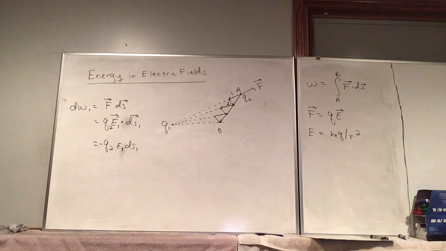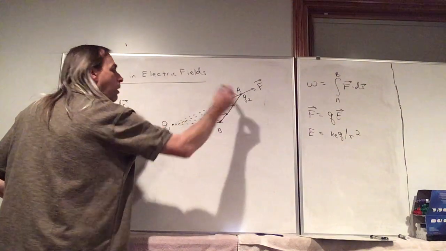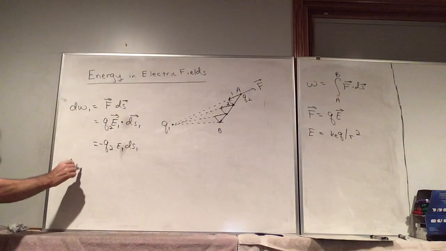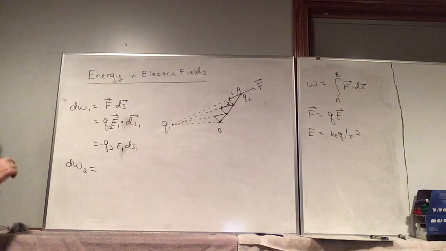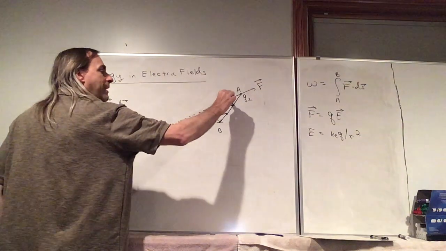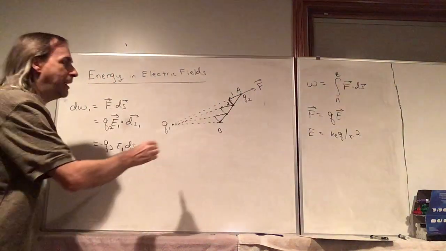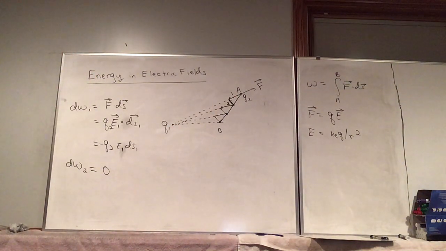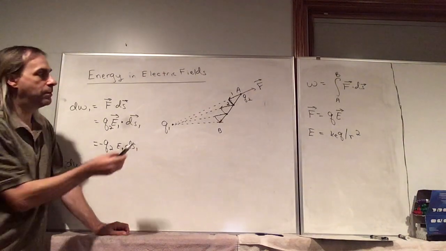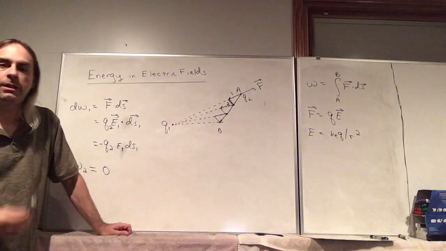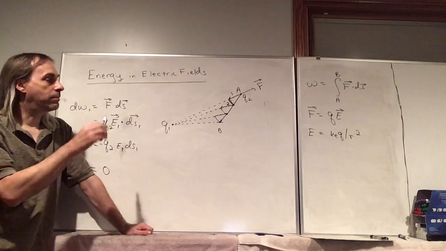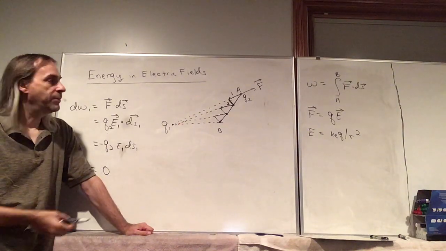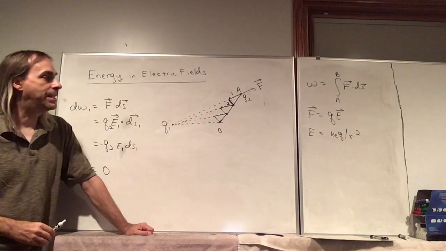And so then for dW2, the work along path 2, that's going to be 0. Because path 2, we drew this as like a circular arc. And so like every point on path 2 is the same distance from Q1. And so the motion is always going to be perpendicular to the force. And so the dot product in that case is 0.